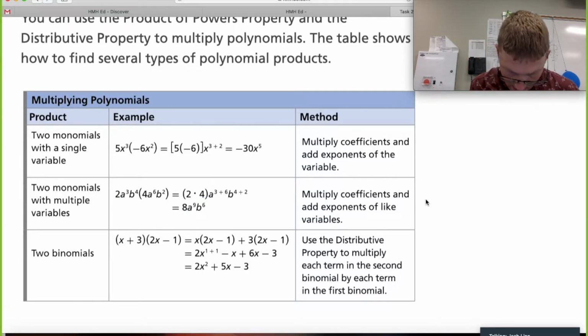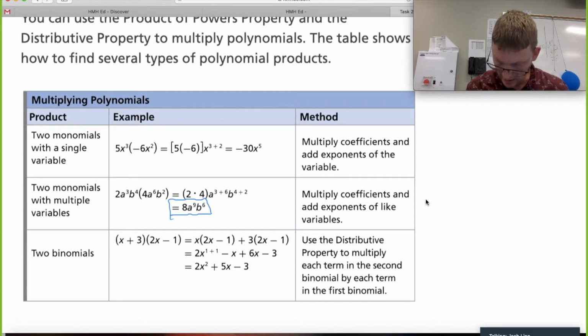Then our a to the 3 and our a to the 6, you're going to add the exponents together. So there you go right there. And then the 4 and the 2, and then you'll end up with this. So remember, the exponents are added together and the coefficients are multiplied.